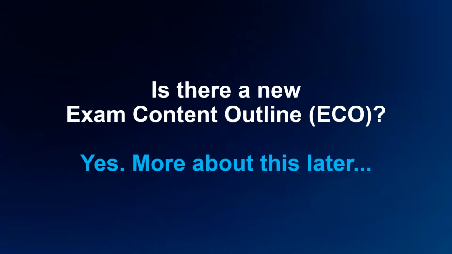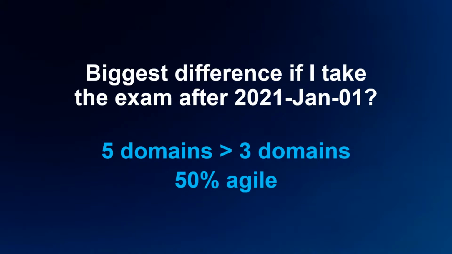Next question, is there a new exam content outline? Yes, there is, and we're going to talk about the ECO a lot more in a little bit. What is the biggest difference if I take the exam after the 2021 January 1st change? Well, the exam has gone down from 5 domains to 3 domains, and it has 50% agile. Keep those two things in mind, because later on, both of these are important to understand what the content is of our Agile Booster course.